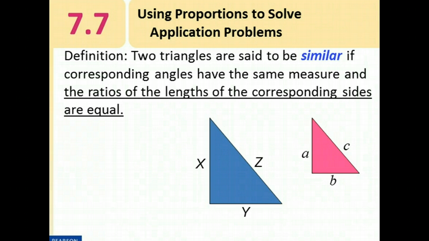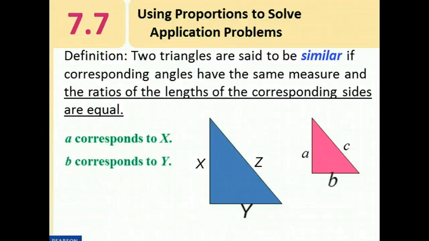Let's determine which sides of these two triangles correspond to each other. As you can see by matching up the corresponding angles, the side of the smaller triangle that is marked with an A corresponds to the side marked with an X from the larger triangle. Also, side B corresponds to side Y. And lastly, side C corresponds to side Z.